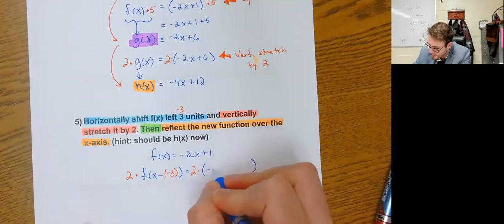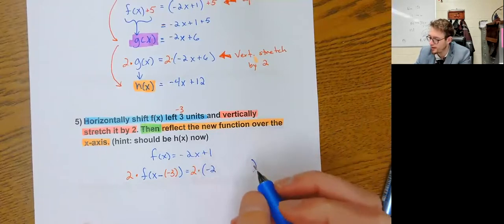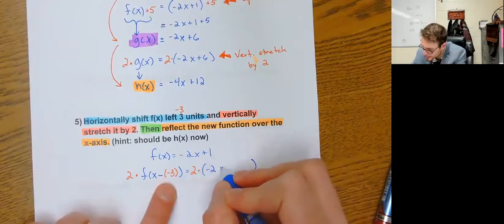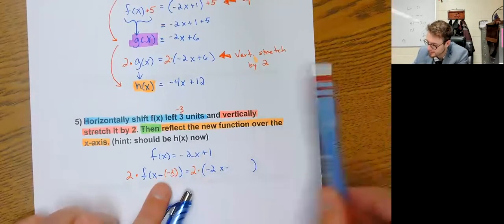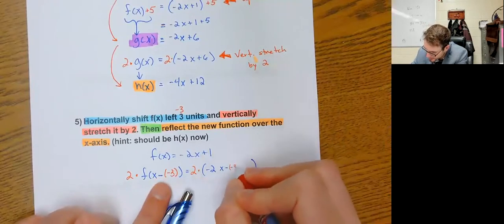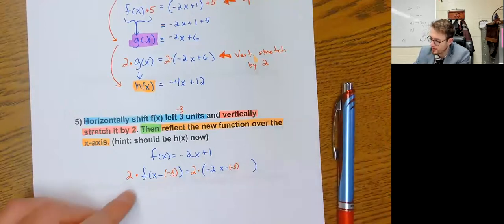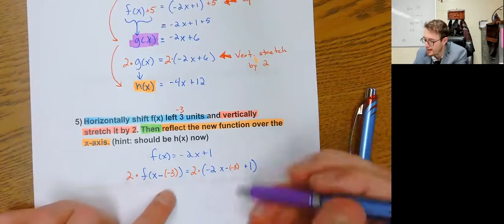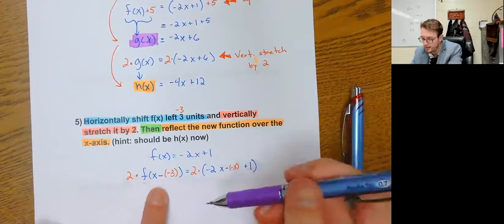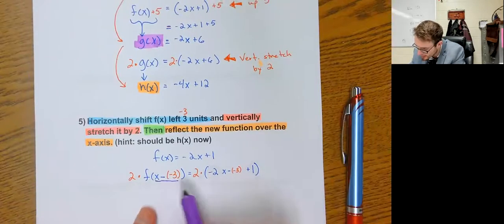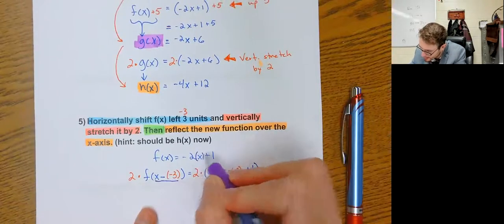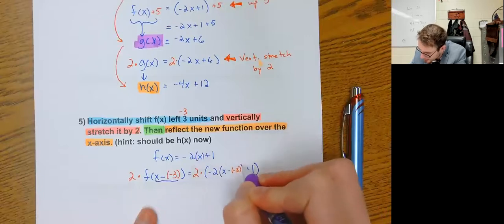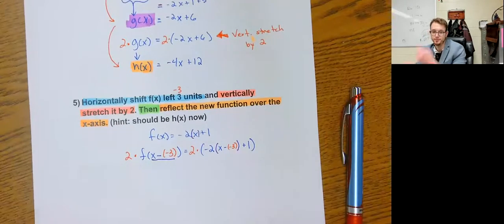But then we are going to have x minus a negative 3, and then our plus 1. But the important thing is that's happening on the inside. That's happening on the inside. So it needs to be happening on the inside here as well. A lot of parentheses, I know, a whole lot of parentheses.